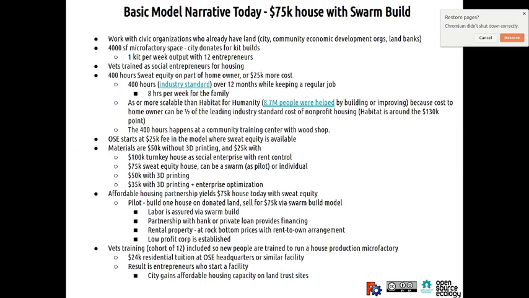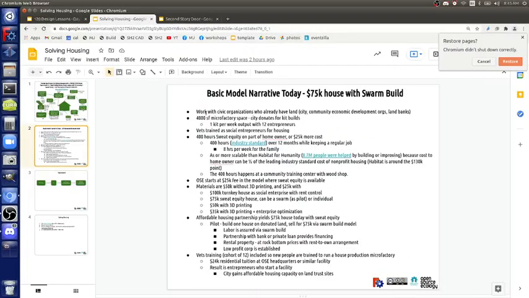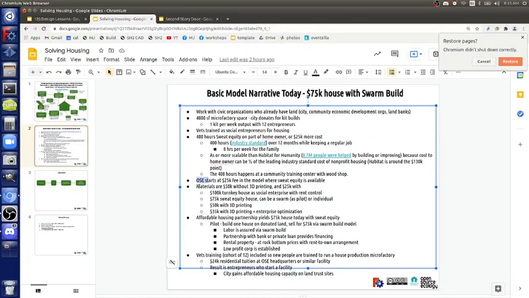So the narrative, I think right now, if we went to Kansas City, maybe we could do 75K. And what I see there is 50K materials without 3D printing, and then 25K with. So I think we can halve the costs with 3D printing.